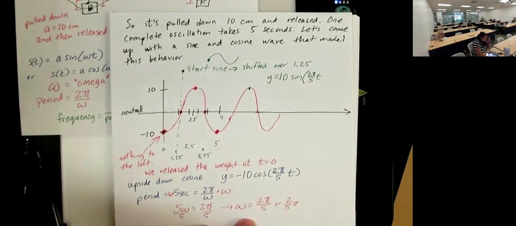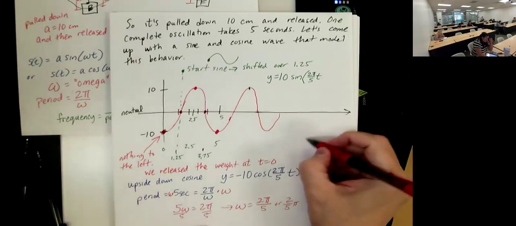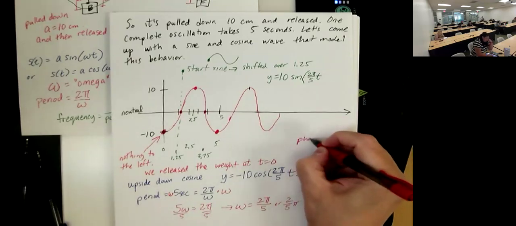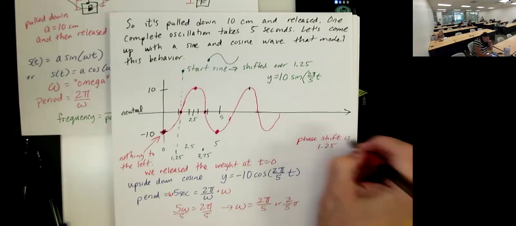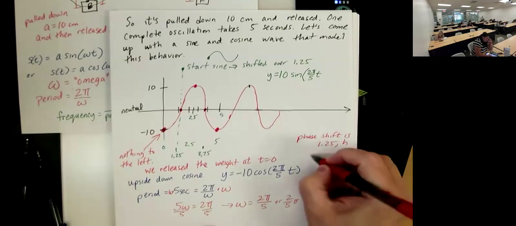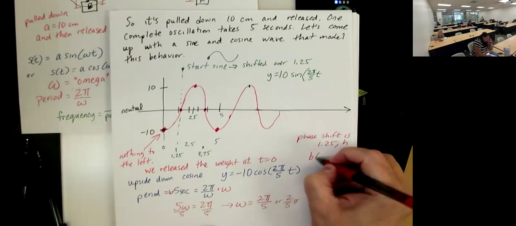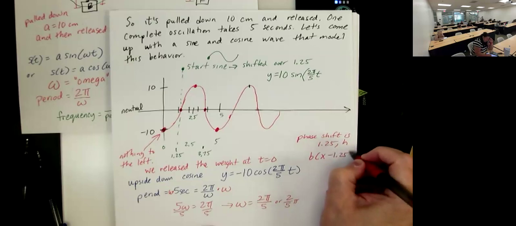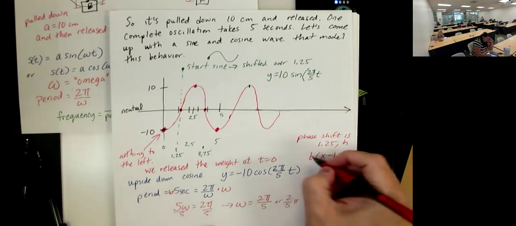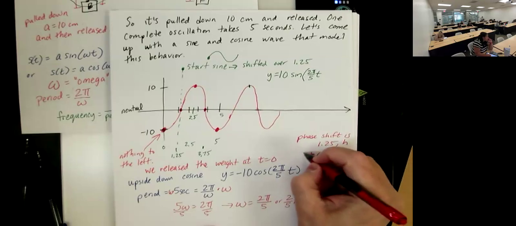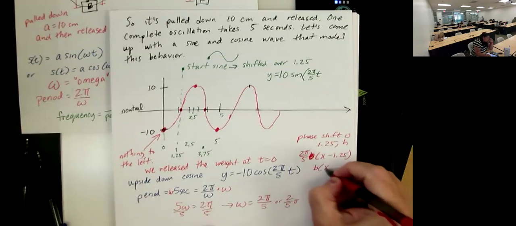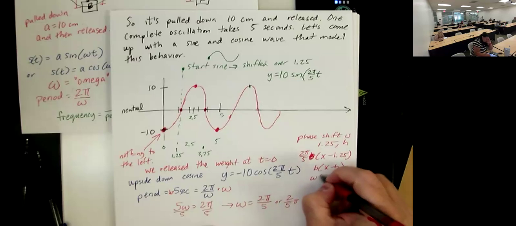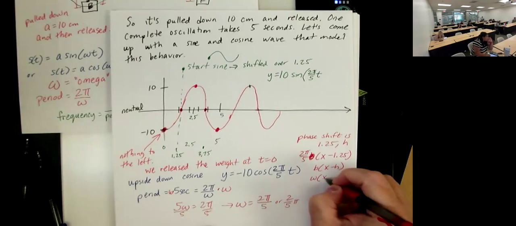So I'm gonna do this down in red down here. If my phase shift is 1.25, that's like my H. I should be doing B times X minus 1.25, where B is my omega, 2 pi over 5. So this is my B X minus H form. On a spring or something like this, we use omega X minus H.